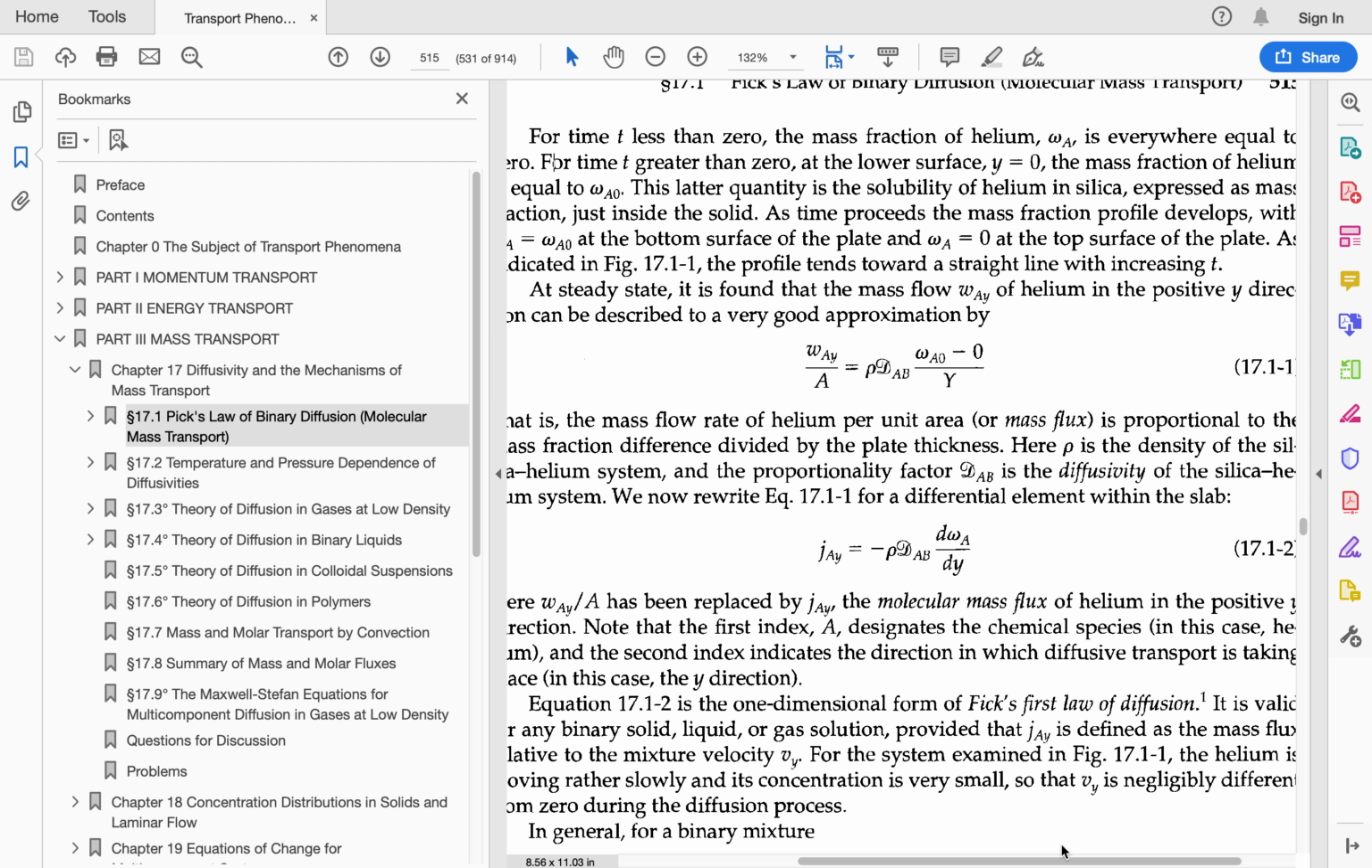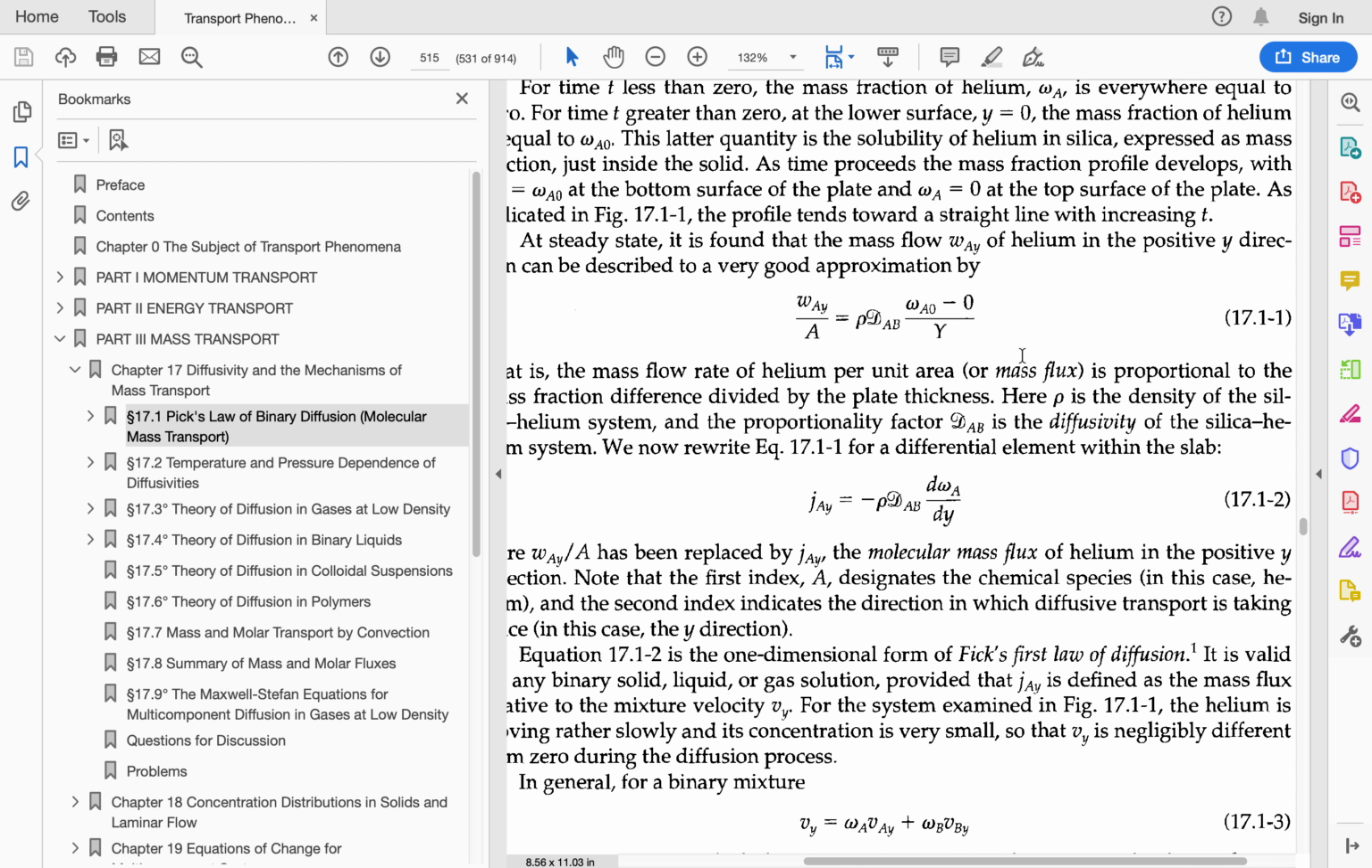Today we're going to continue with mass and molar fluxes. In the previous video, we talked about Fick's law of binary diffusion, or molecular transport. So we would rewrite the equation like this: j_Ay equals minus rho D_AB, where D_AB is the diffusivity of AB, times d omega_A divided by dy, where omega_A is the mass fraction of A and y is the distance. So this is the gradient, or the driving force, and this is the gradient for the distance.